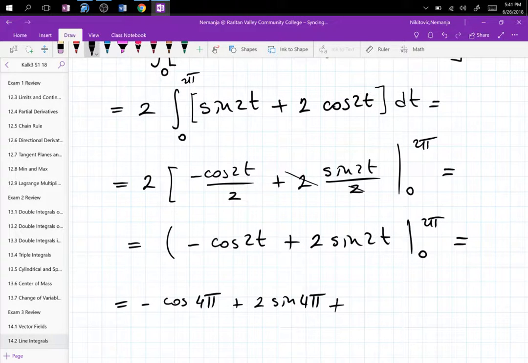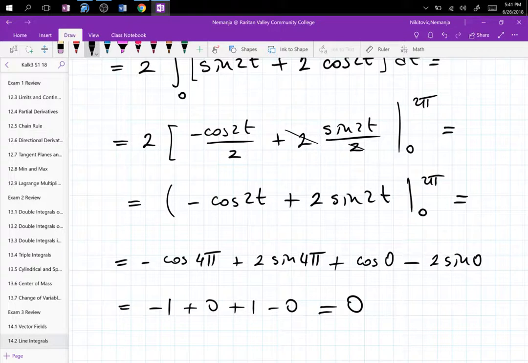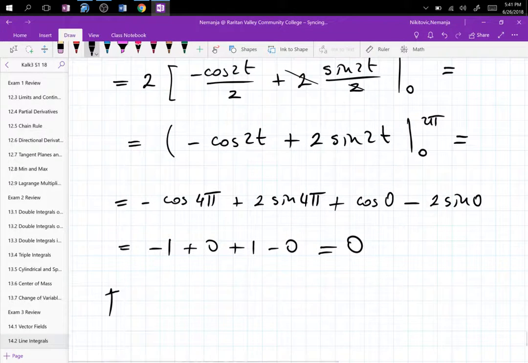And now, when we plug values in, we have negative cosine of 4 pi plus 2 sine of 4 pi. Minus and minus give me plus cosine of 0. And then minus 2 sine of 0, which is not important because it's sine of 0, so who cares? Now, cosine at any even integer multiple of pi is 1. So I have negative 1 plus 0 plus 1 minus 0, and we get big fat 0. Flux.